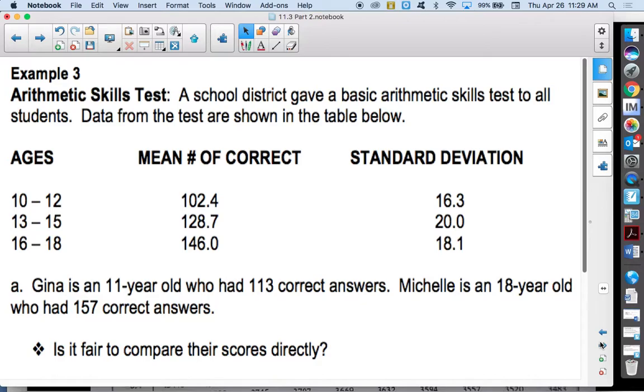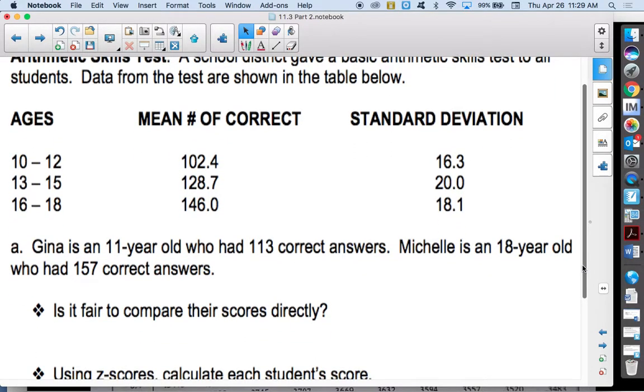The standard deviation for each group is also given. That tells us how far a person was away from the mean. So question A, part A: Gina is an 11-year-old, so a 5th grader, who had 113 answers correct. Seems pretty good. Wow. Michelle is an 18-year-old, and she had 157 answers correct. That's kind of embarrassing.